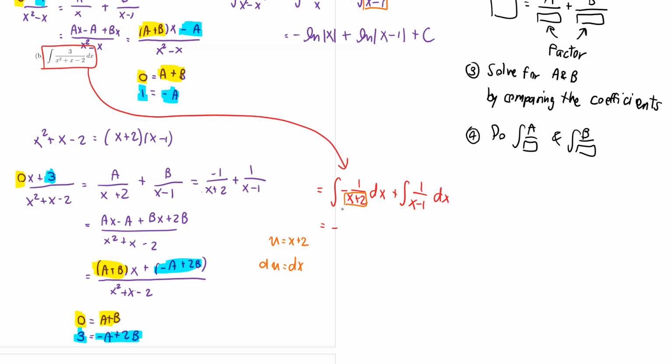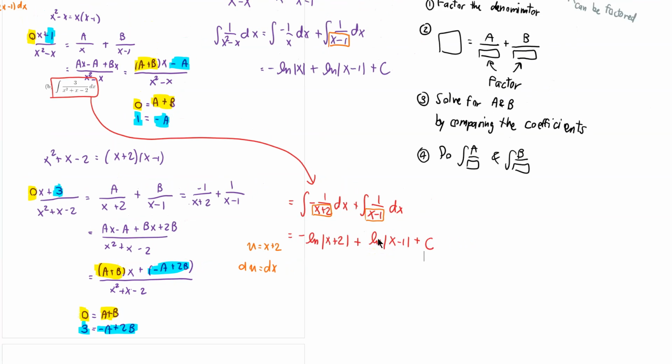So this is going to be the negative of log of absolute value of u, which is x plus 2, plus the integral of the second term. Once again, I can let u equal x minus 1, and du will just be dx. So the integral in the second term is going to be just log of the absolute value of u, which is x minus 1. And then the whole thing plus c. So here is my answer for part B.